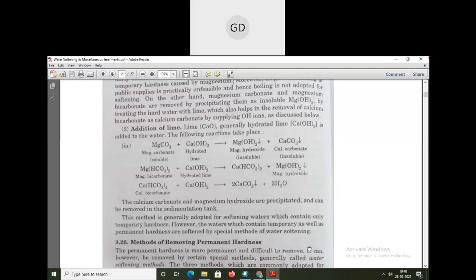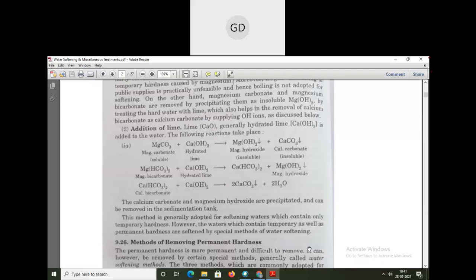So what is happening here is that the magnesium carbonate is added with lime, that is hydrated lime, calcium hydroxide. When you add this chemical compound, magnesium hydroxide is formed, which is a precipitate, and calcium carbonate also gives a precipitate.